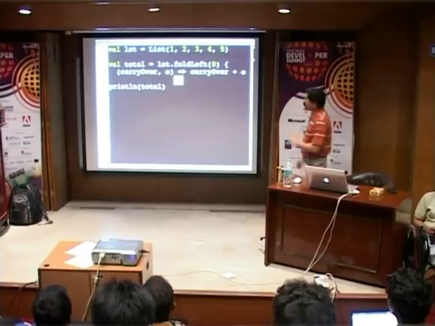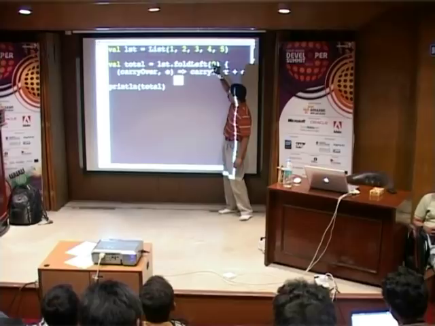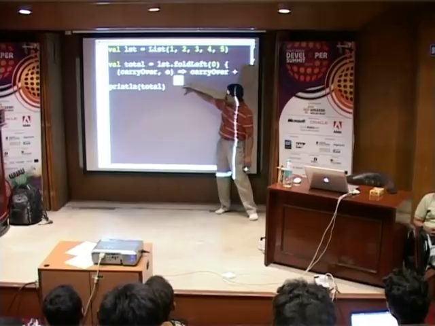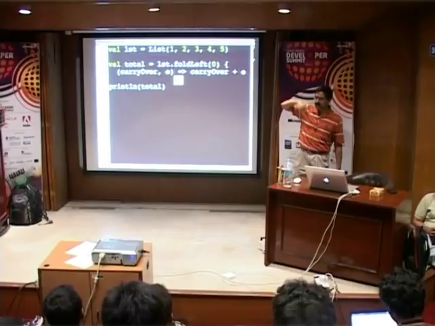So list is that list. List.foldLeft takes a zero. What does it do? Carryover, E. Return the carryover plus E. And then we're printing the total. So notice how you're sending a function to a function. You didn't really spend the time to even loop through things.